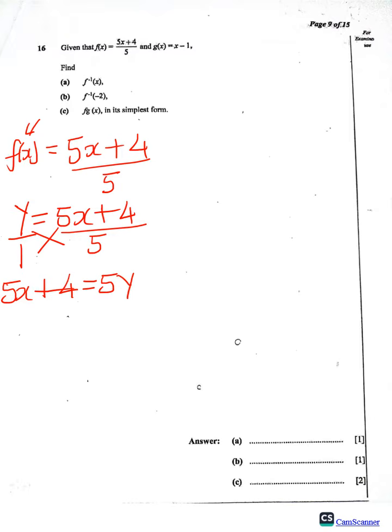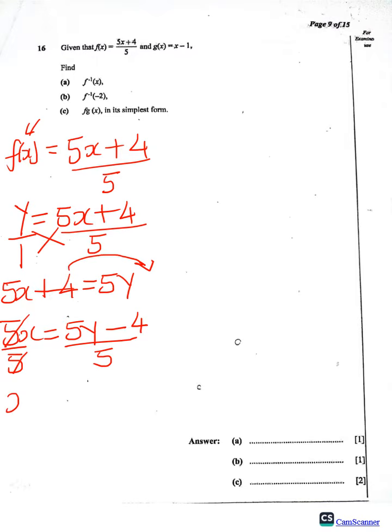Now, since we are trying to make x the subject of the formula, any term that does not contain x should be shifted to the other side. So our positive 4 will be shifted to this side, leaving us 5x is equal to 5y minus 4. Now, for us to isolate x, we are going to divide here by 5, also here by 5, so that if we cancel, we have x is equal to 5y minus 4 over 5. So now we can see that we are done making letter x the subject of formula.